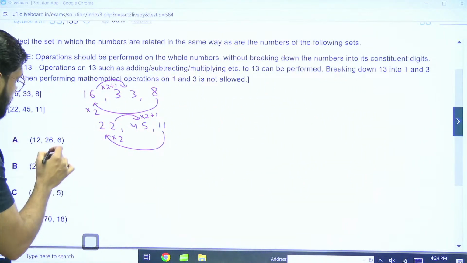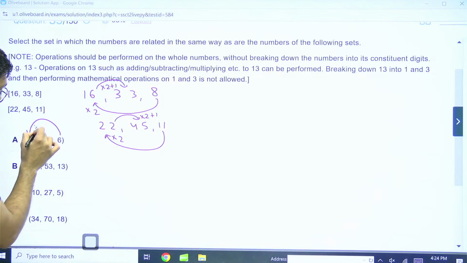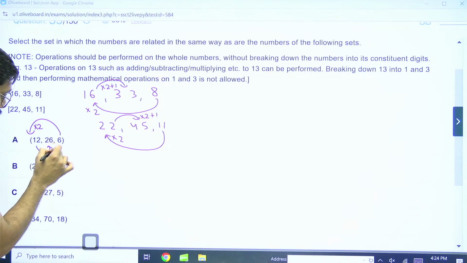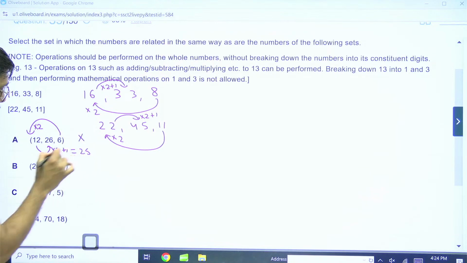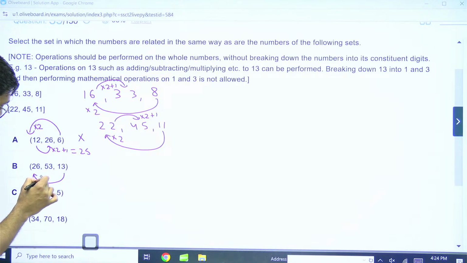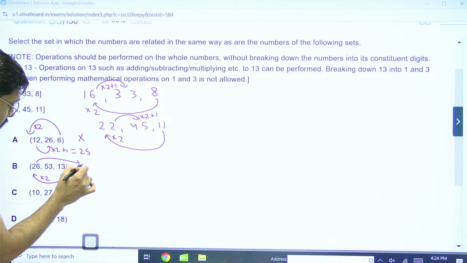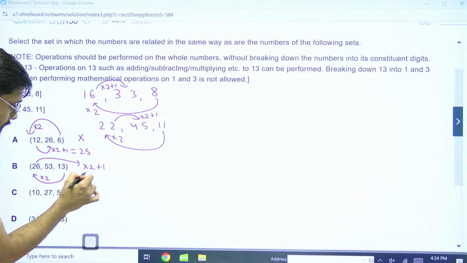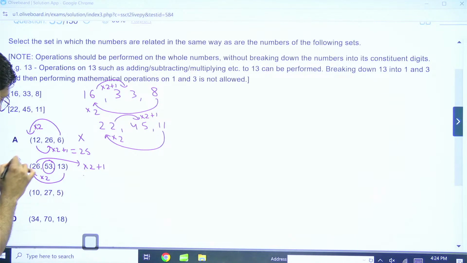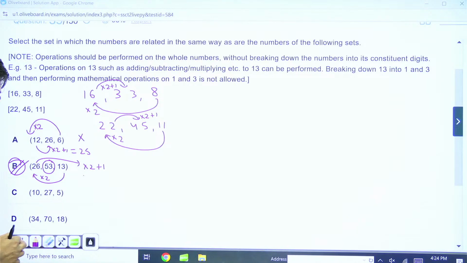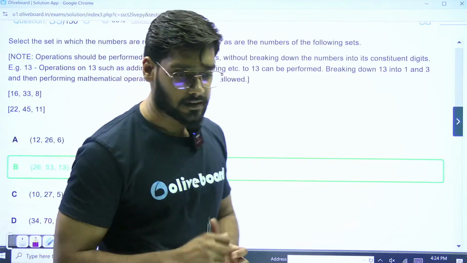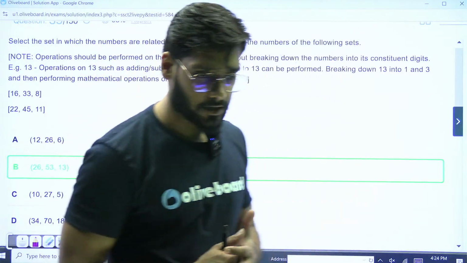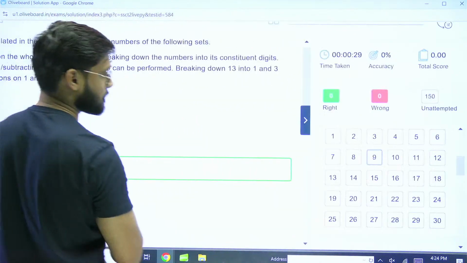Let's see. 6 doubled is 12, and 12 multiplied by 2 plus 1 will never give 26. It will give 25, so the first option is wrong. 13 doubled is 26, and 26 multiplied by 2 plus 1 gives 52 plus 1, 53. So the right answer is option number B. Let's mark option number B. Let's move on to the next one, 10th question.